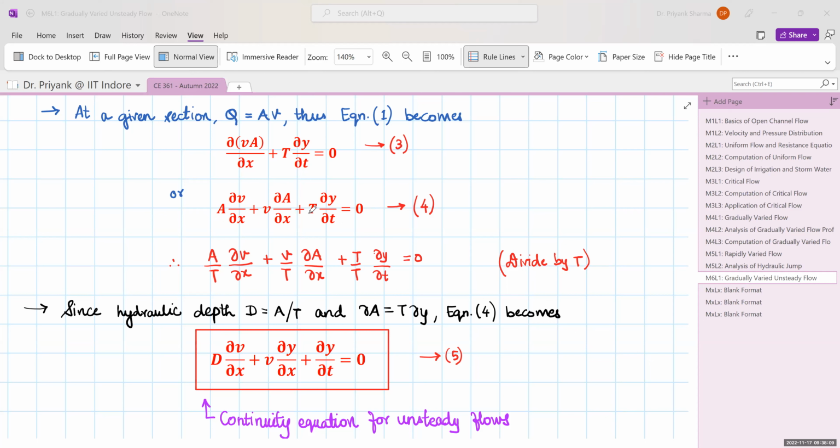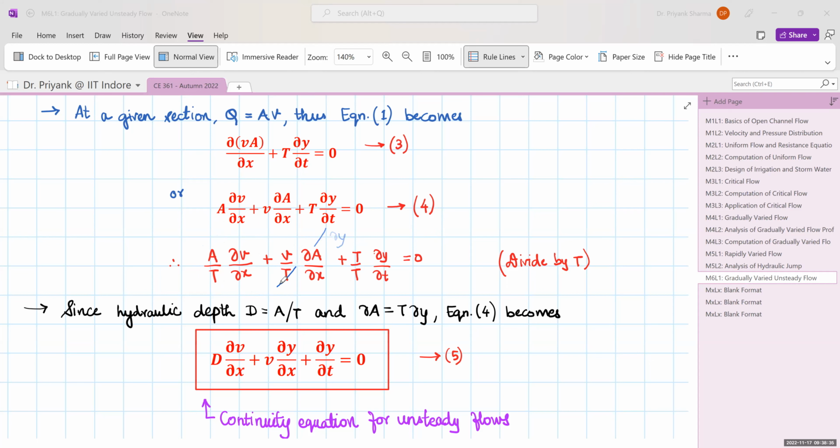So now we will divide this entire equation, equation 4, by T. So this becomes A by T, the rest part is the same, this is V by T and this is T by T. Now what is A by T? It is hydraulic depth, capital D. And your ∂A is T into ∂y. So your ∂A can be written as T into ∂y.